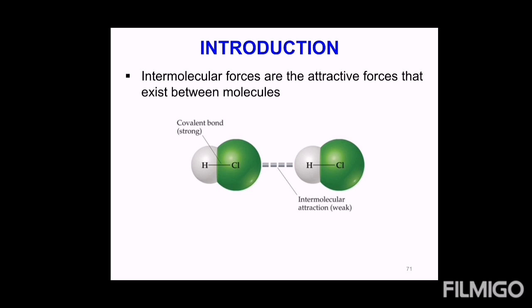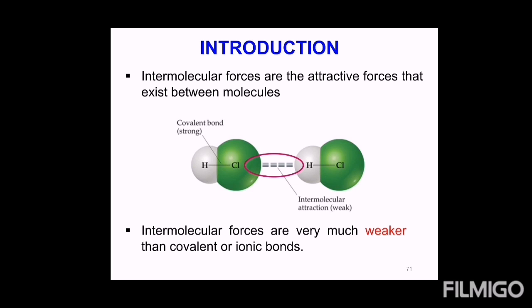So the intramolecular force in HCl is the covalent bond. And then towards other HCl there is intermolecular attraction, or intermolecular forces. So the attraction between HCl and other HCl is weak, right? This is not the intramolecular force. This is the intermolecular force. The intermolecular forces are very much weaker than a covalent or ionic bond.